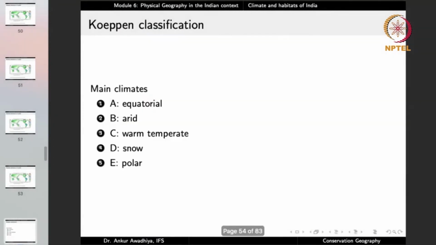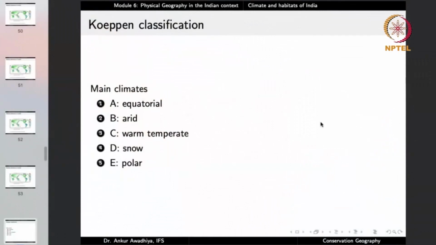The variations in temperature and precipitation result in different climates in different areas. And we can make sense of the climate by following a system of classification. One of the most common or widely used climate classification systems is the Köppen classification given by a Russian-German climatologist. Now, in this classification, we have 5 main climates which are represented by capital letters. Now, A refers to an equatorial climate.